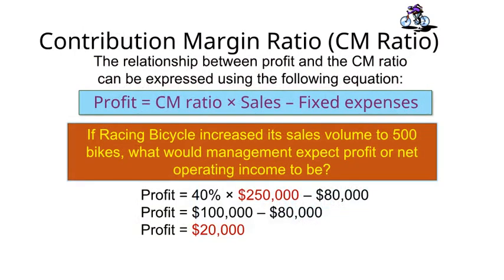Part 1, the relationship between profit and the CM ratio can be expressed using the following equation. Profit equals CM ratio times sales less fixed expenses. Part 2, if Racing Bicycle reported sales of $250,000, what would management expect net operating profits to be? Part 3, as you can see, the expected net operating profit is $20,000.